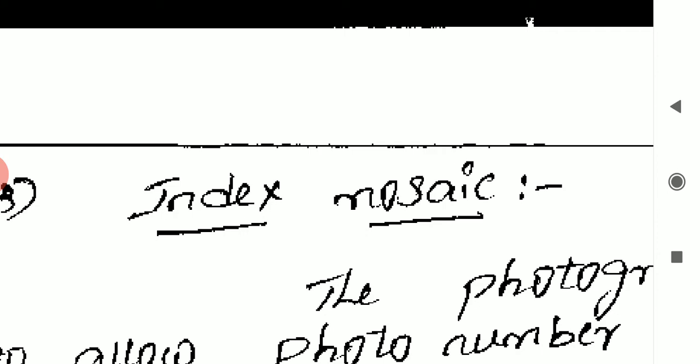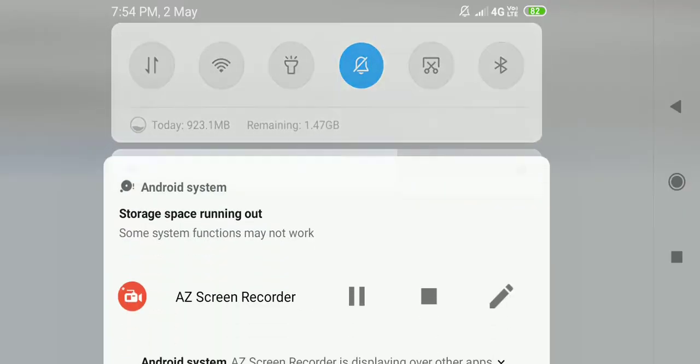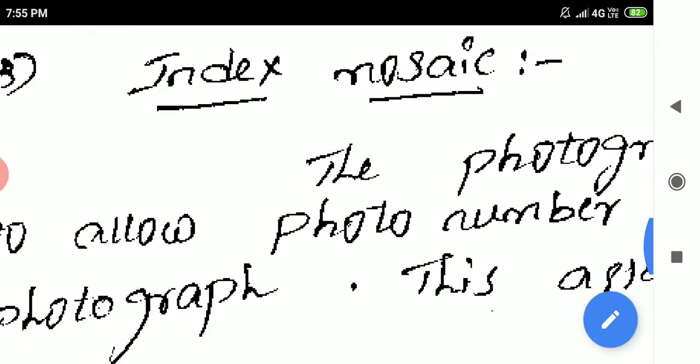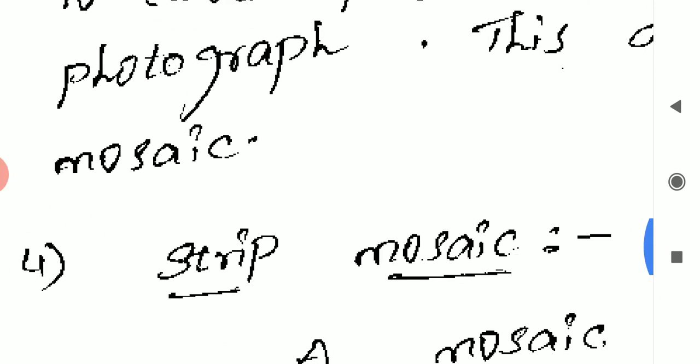Index mosaic: the photographs are laid in a sequence to show the photo numbers and flight numbers of each photograph. This assembly is called an index mosaic. Next definition is the strip mosaic. A strip mosaic is one which is assembled from a single strip of photographs. These are the different mosaics.